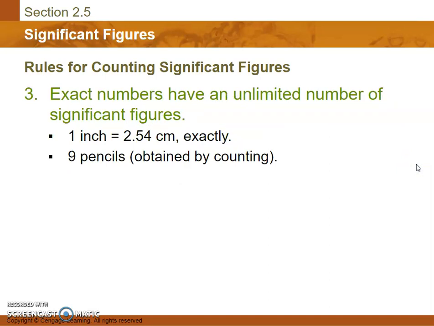Exact numbers have an unlimited number of significant figures. Exact numbers are things that we count. Also, just a side note, 1 inch is equal to exactly 2.54 centimeters. So when converting between inches and centimeters, you have unlimited significant figures, but only for that particular conversion. Also, when you are counting things, you have unlimited significant figures. If I count 9 pencils, I have an unlimited number of significant figures because I have exactly 9 pencils. I don't have 9.5 pencils, I have 9 full pencils.